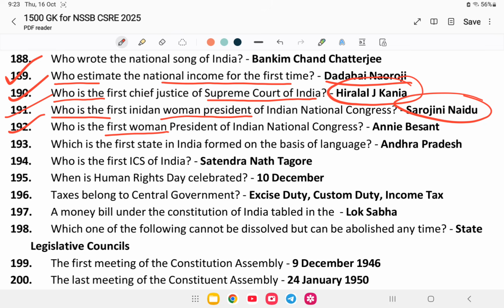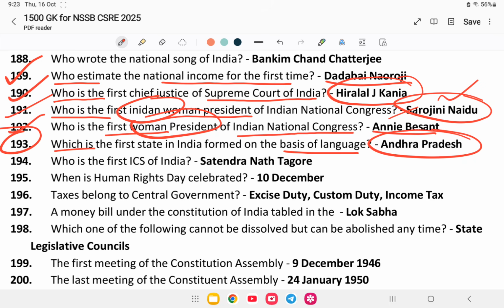Who was the first woman president of the Indian National Congress to Annie Besant? First Indian woman president Sarojini Naidu, first woman president Annie Besant. 193. Which is the first state in India formed on the basis of language? Language la basis the state form of the first state of Andhra Pradesh. 194. The first Indian civil service officer to go Satyendranath Tagore. 195. Human rights day to get a celebrate 10th of December.